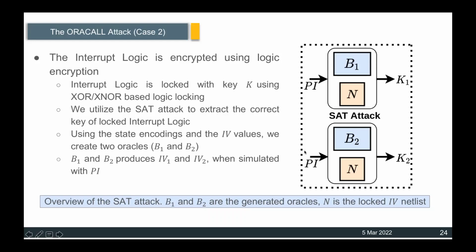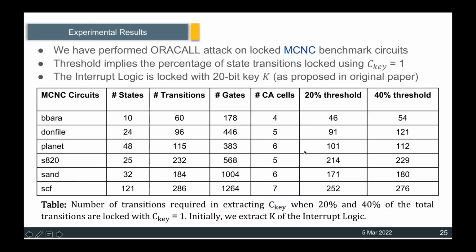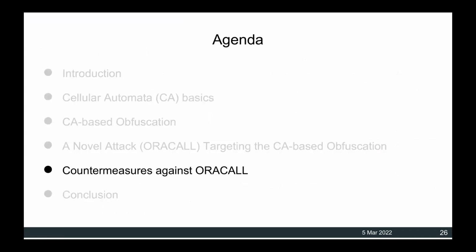Okay, so here are some experimental results of our attack. This attack was performed on the benchmarks that were published in the original obfuscation paper. In this table, we show certain thresholds, which stand for the percentage of the state transitions which were locked using CK equal to 1, which is the D1 star dual CA, while for the remaining cases it was locked using D1 star CA. In both of them, you will find that this can be compromised, and this can essentially leak information.